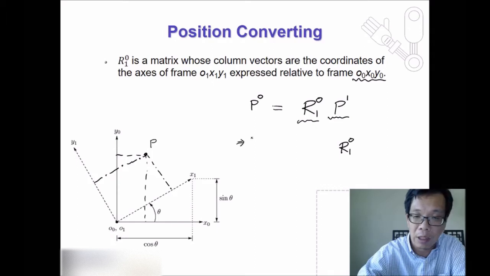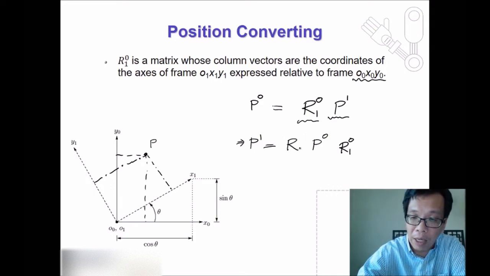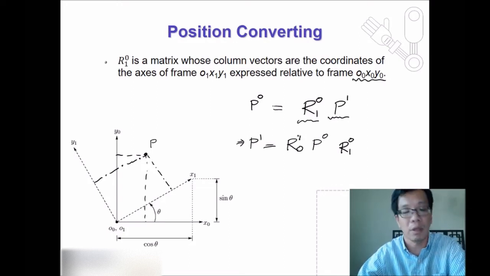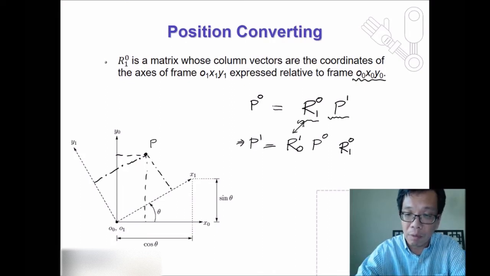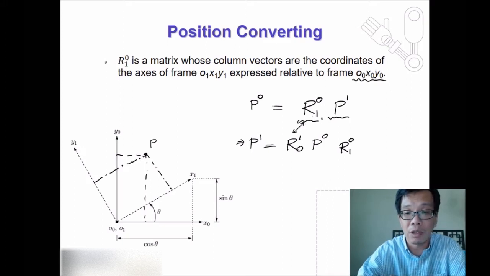Similarly, if we want to get P1 based on the information of P0, what we need to do is find out how my zero frame is observed from the first frame. So this is something that we're going to use to convert from one coordinate to another coordinate. Those two, you might say, okay, I know there must be some relationship, and I can find out the relationship based on the technique we derived from the previous slide. But how am I going to use this one?